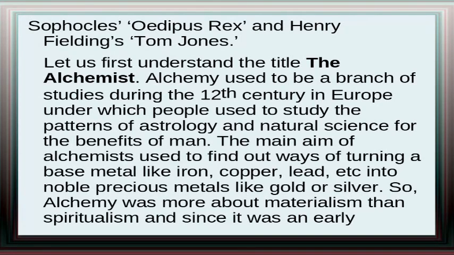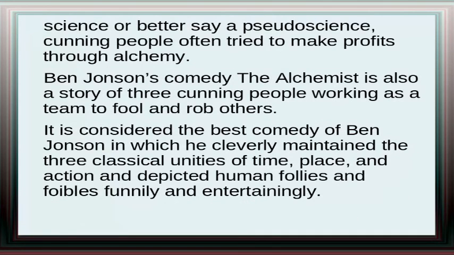Alchemy used to be a branch of studies during the 12th century in Europe, under which people used to study the patterns of astrology and natural science for the benefits of men. The main aim of alchemists used to find out ways of turning a base metal like iron, copper or lead into noble precious metals like gold or silver. So alchemy was more about materialism than spiritualism, and since it was an early science, or better say a pseudoscience, cunning people often tried to make profits through alchemy.